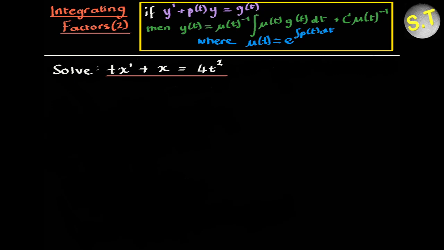Okay, so in this example we're asked to solve t multiplied by x prime plus x is equal to 4t squared. So the first thing to notice is that we don't have our equation in the standard form given up here. We have a t in front of the x prime here, whereas we just have y prime on its own here.